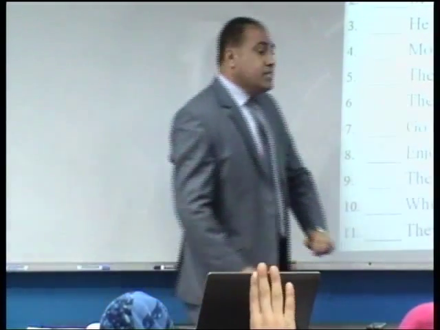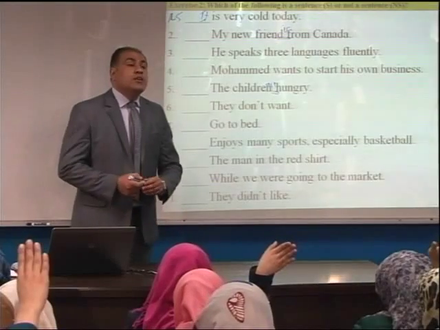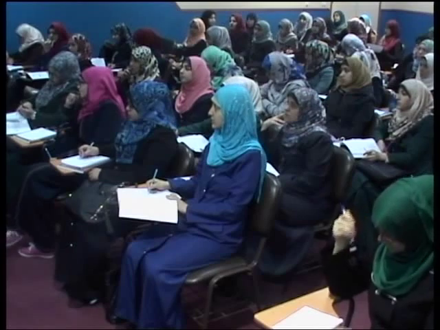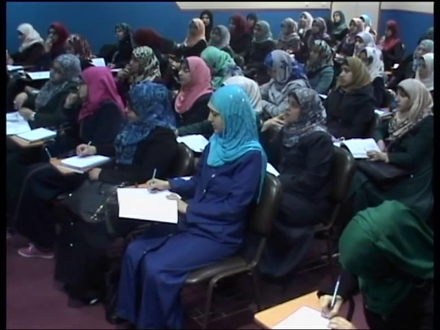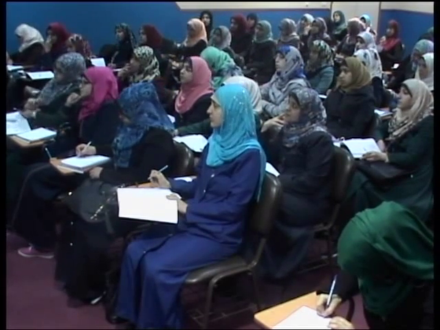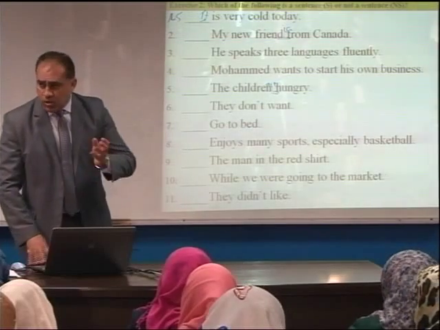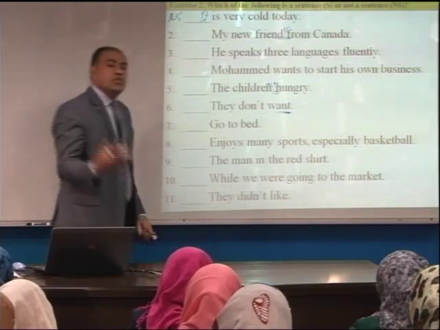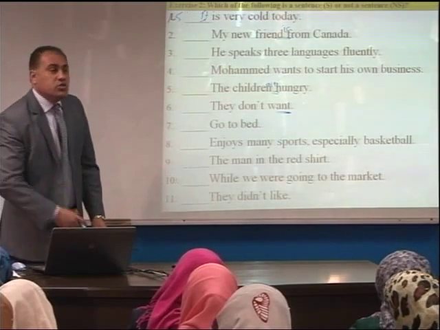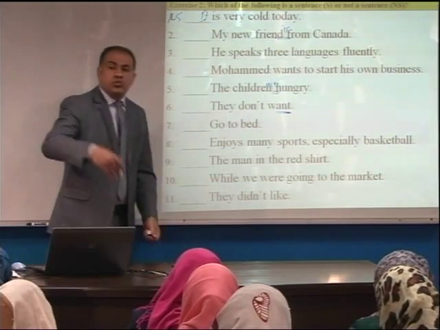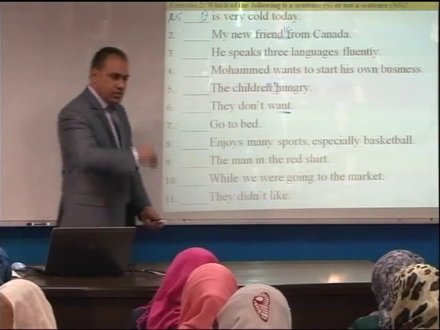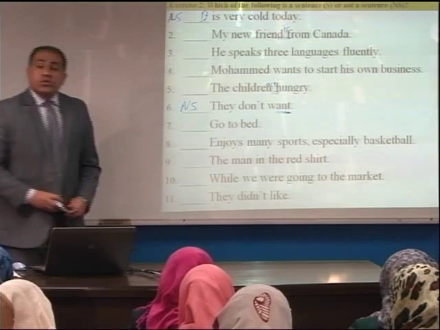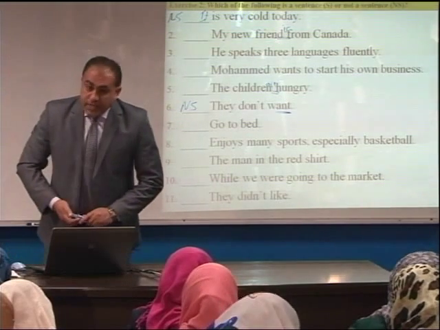All right? Number 6. They don't want. Please. Not a sentence because the meaning is not complete. Because the reader would say they don't want what? Okay? So again, because want is a kind of verb that requires an object. They don't want it. They don't want to travel. They don't want to eat, and so on. So it is not a sentence because the meaning is not complete yet.